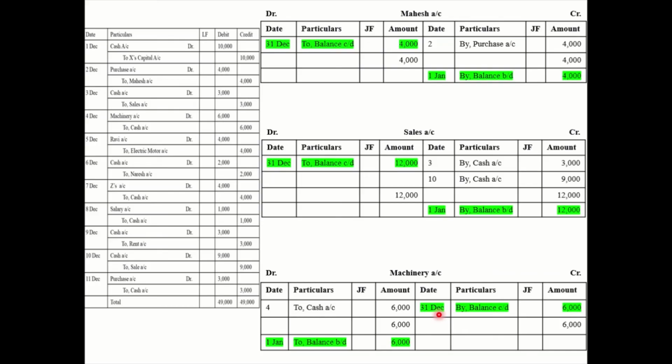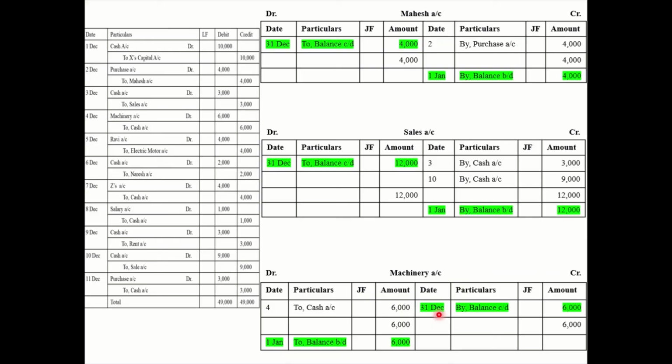Okay. All these are the ledger postings of these journal entries. Now we are going to prepare the trial balance. Remember, in the trial balance we record all the accounts, that is cash account, capital account, purchase account, and so on. For each account we take the 1st January entry. Okay, this cash account's balancing amount of 1st January is on the debit side. That's why, while preparing the trial balance, we record cash account on the debit side.